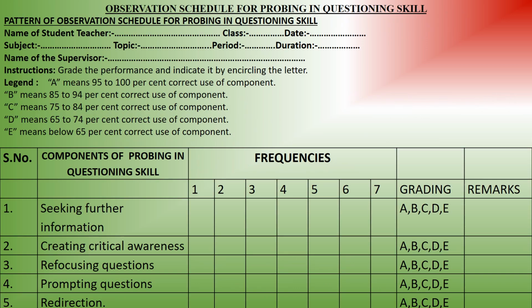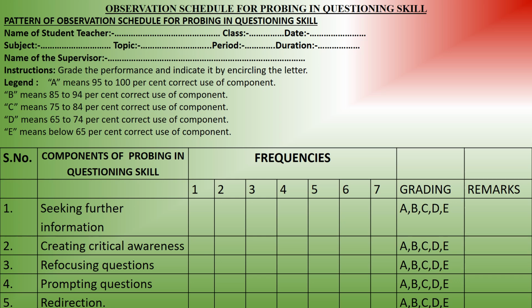First of all, I will explain the observation schedule of probing questioning skill of micro teaching. In the pattern of the observation schedule, first of all, you have to write the name of the student teacher. After that, class, date, subject, topic, period, and duration have to be written. Lastly, you have to write the name of the supervisor. After you have written the above preliminaries, you have to write the instructions.